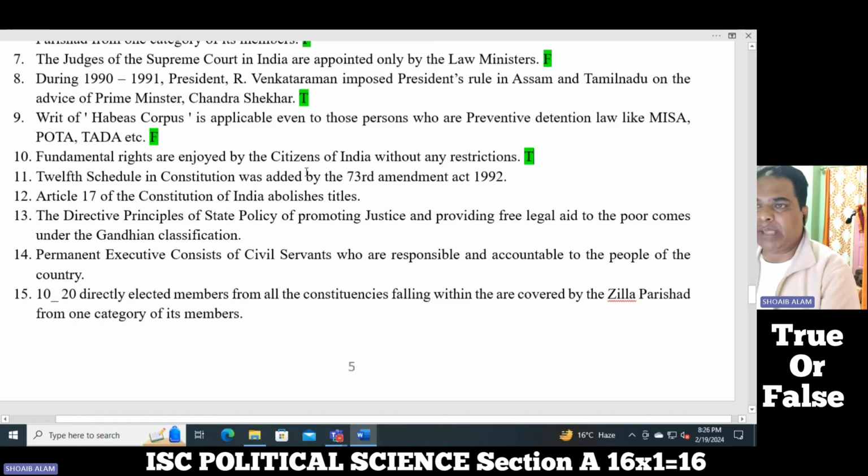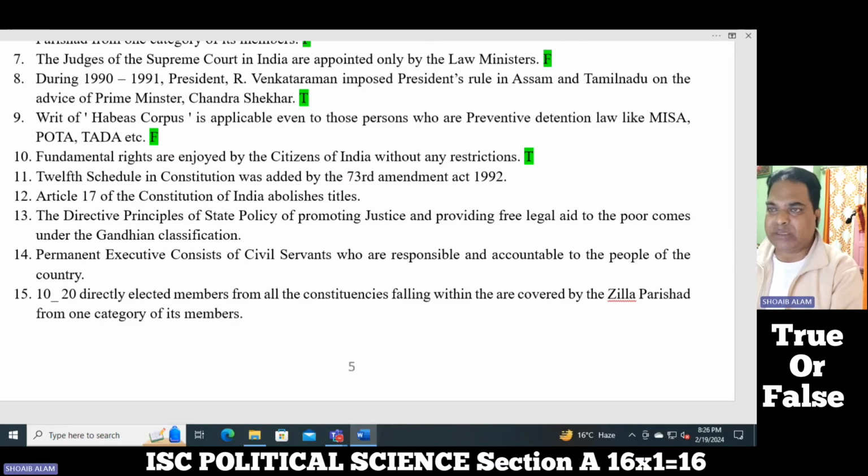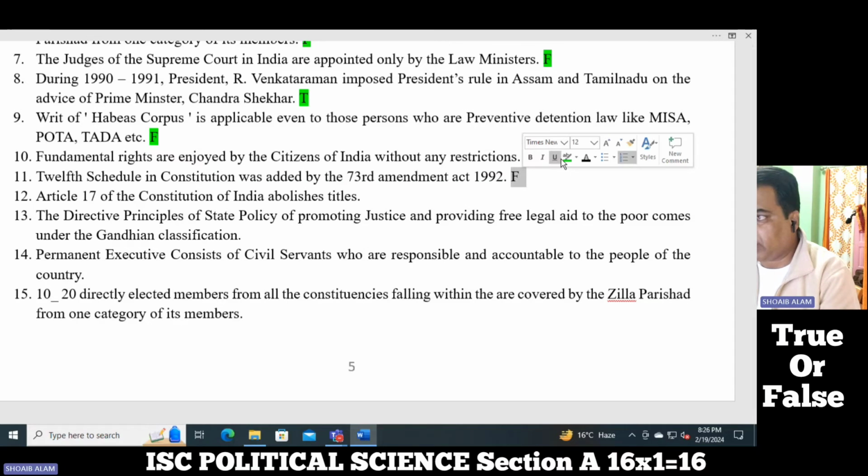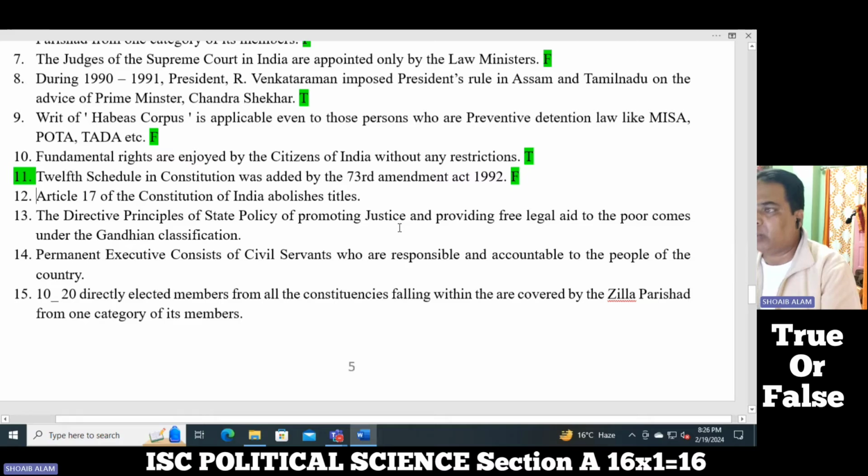12th schedule in the Indian Constitution was added by 73rd Amendment Act 1992. So the answer is false because it was added through the 74th Amendment Act.